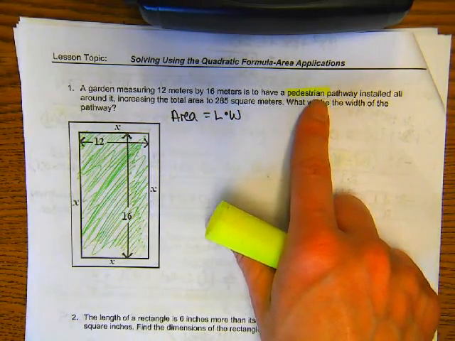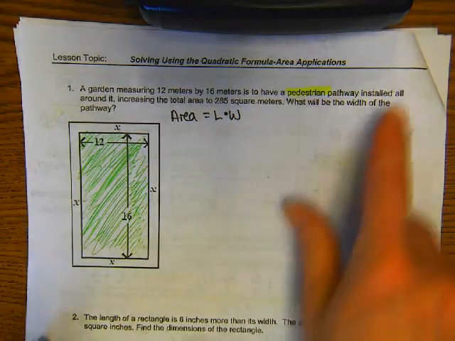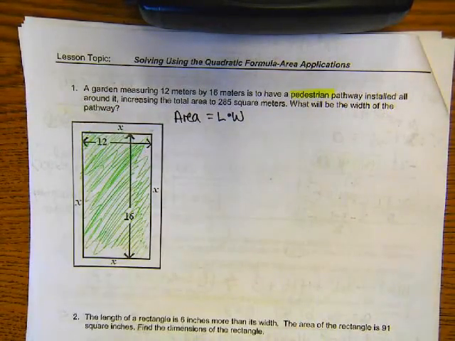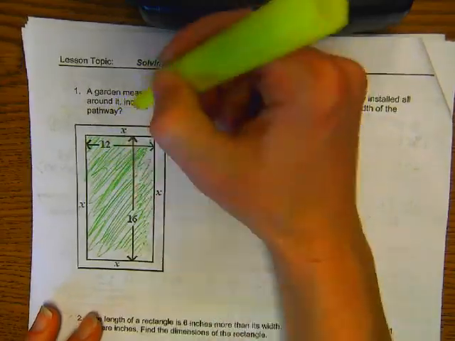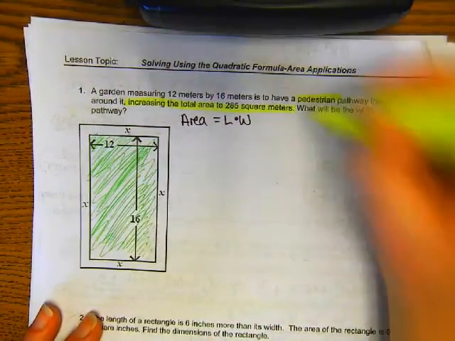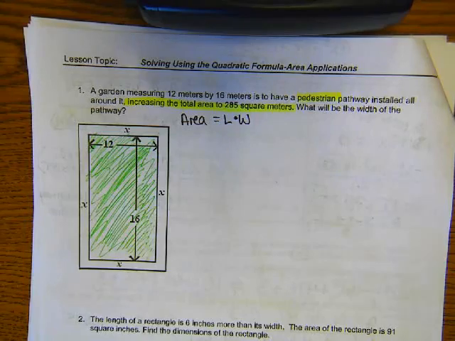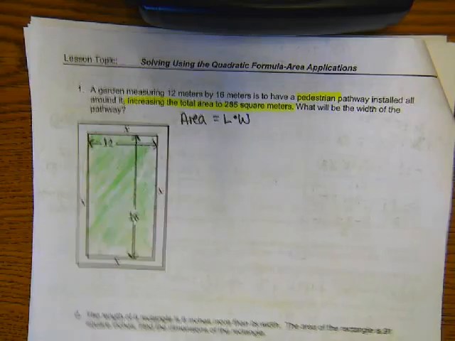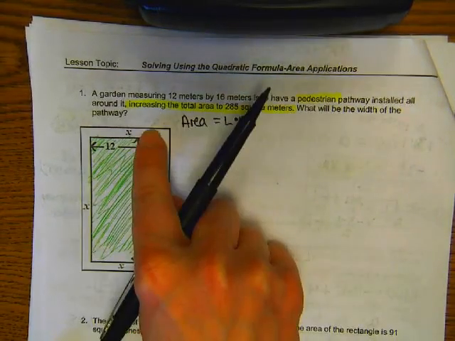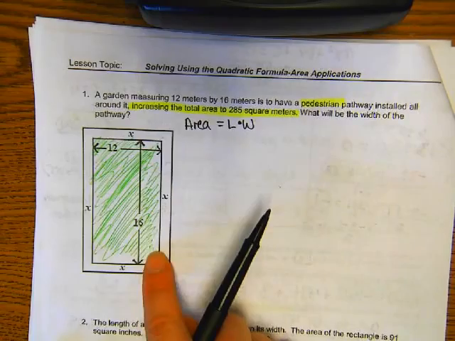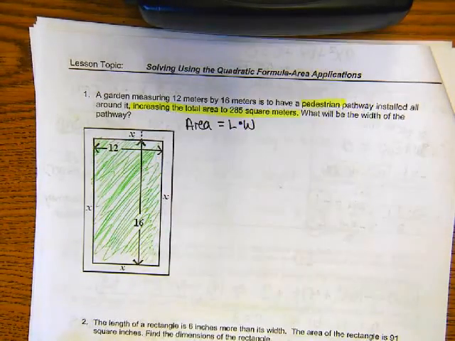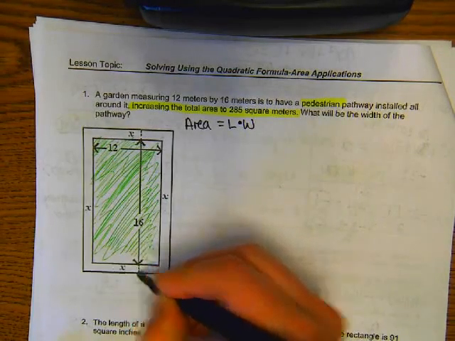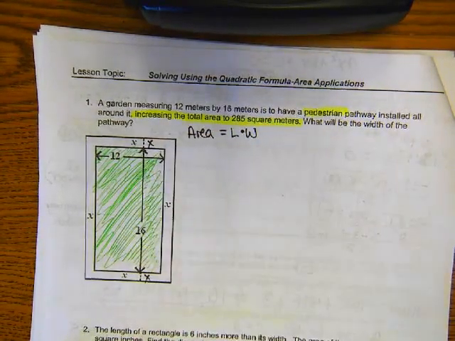Okay. It's going to be installed all the way around, and it's going to increase the total area to 285 square meters. Okay, so let's write an expression for the whole rectangle, and we're going to use length and width to do it. So the length of the garden is 16, agreed? If I add that on each side, this is x and x, what would be an expression for the new length now?